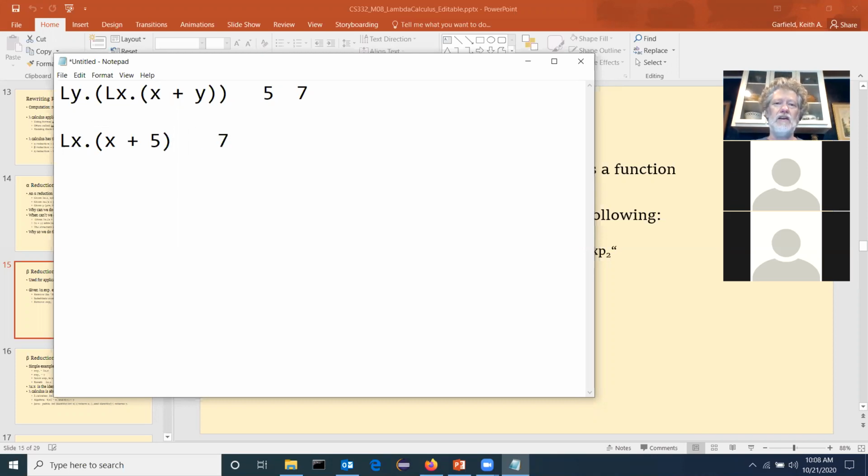Now, can I do that again? In other words, do I have another function application where I have a function on the left and something, it doesn't matter what, on the right? And the answer is yes. So I can do that again. I do the beta rule again. I get rid of the Lx dot and I replace every occurrence of x with 7, and I end up with 7 plus 5, and we can resolve that to 12.